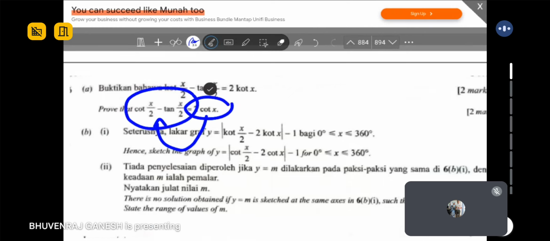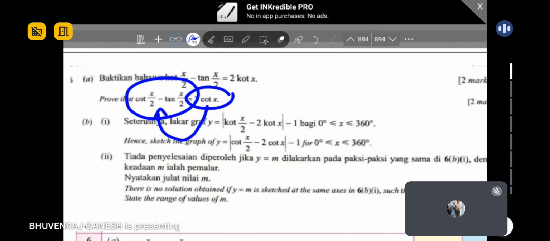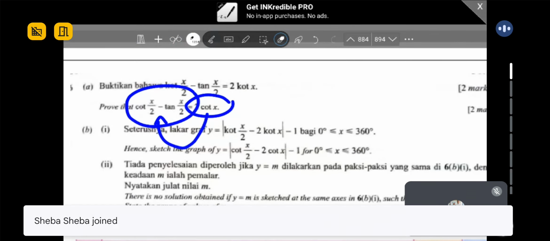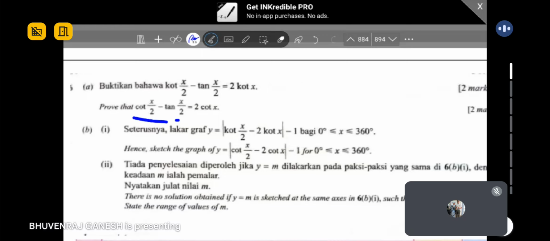So you have two methods to solve the question. Dua kaedah. As long as you get the answer, your answer is correct. But it's better to go from the left hand side to the right hand side. Lebih senang. Kiri ke kanan.